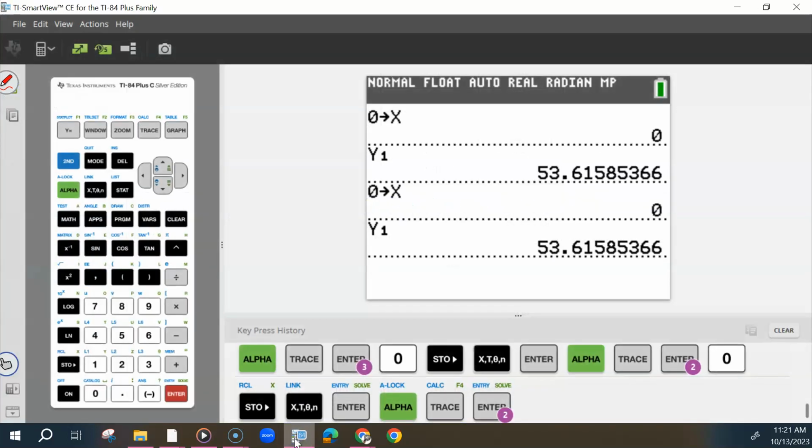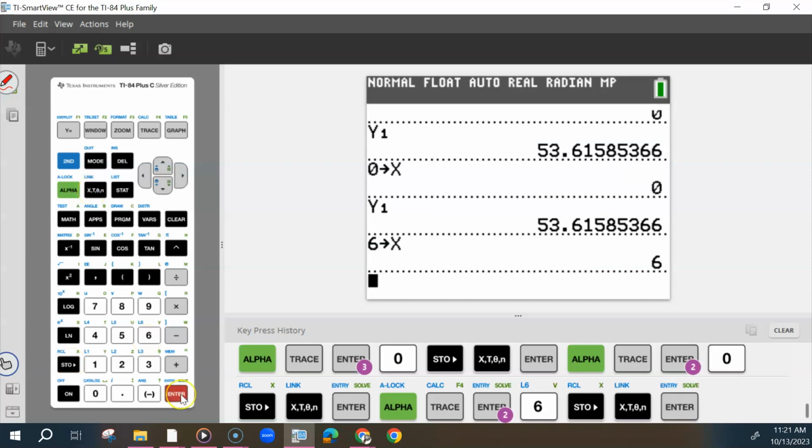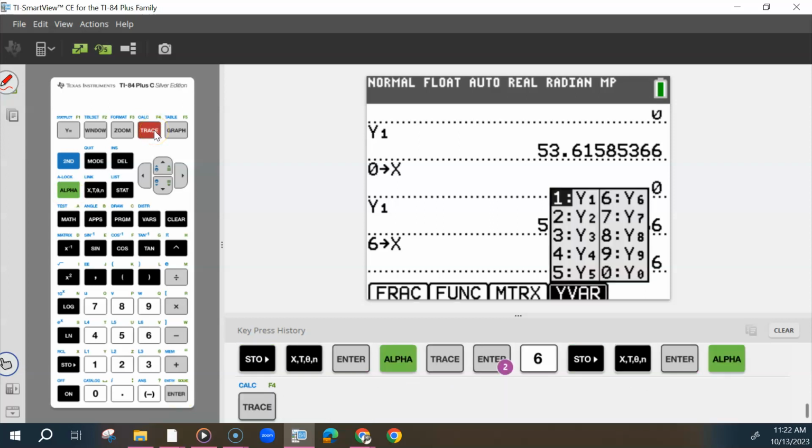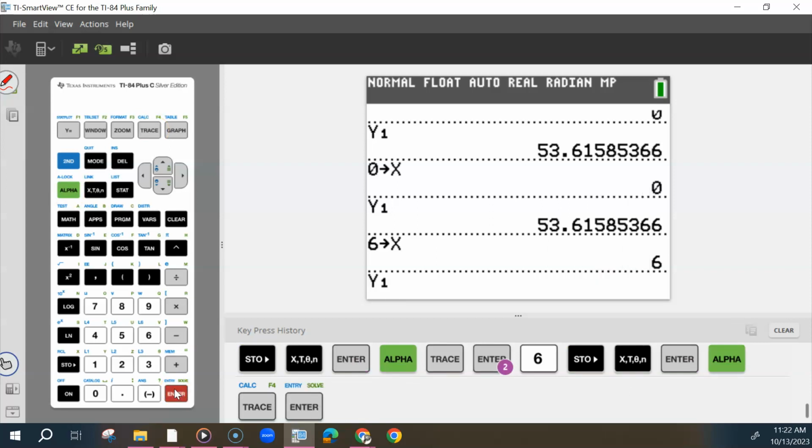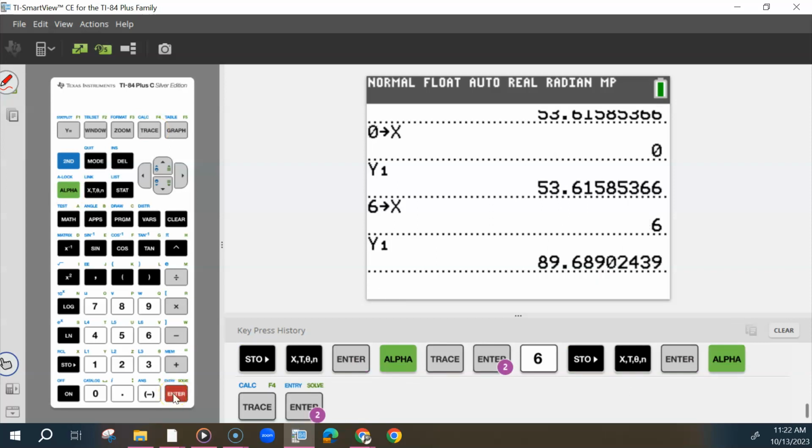So your calculator should already be programmed. Tomorrow I'll help you with that one. So we're going to do this process again, but instead of 0, put in 6. So 6, STO, X, enter. And then alpha trace. Enter once to get the Y1, and then one more time to get the answer. And you will now get that answer.